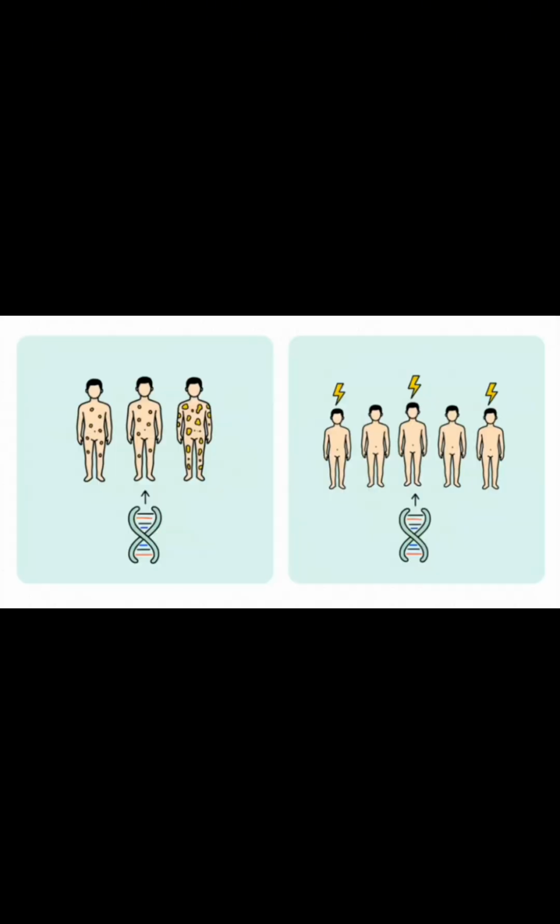Now let's clear up a classic mix-up, expressivity versus penetrance. They sound similar, but they're totally different. Variable expressivity is all about the severity of the disease. Think about neurofibromatosis type 1. You could have two people with the exact same bad gene. One just has some light brown spots, while the other has severe, debilitating tumors. Same gene, different expression. Incomplete penetrance, on the other hand, is basically an all-or-nothing deal. Someone has the BRCA1 cancer gene, but they never actually get cancer. The gene is there, but the disease just doesn't show up.